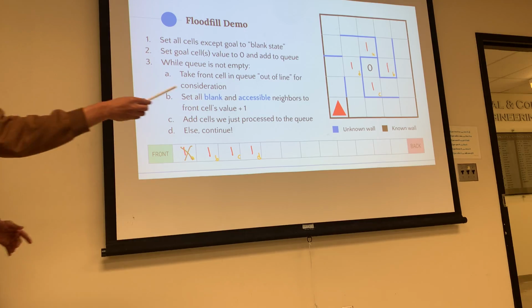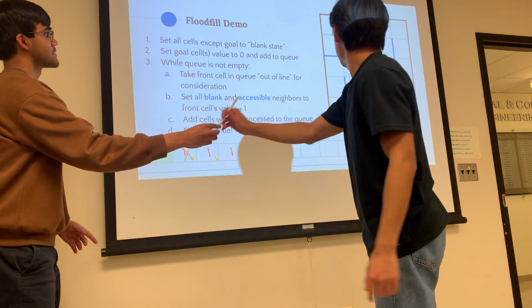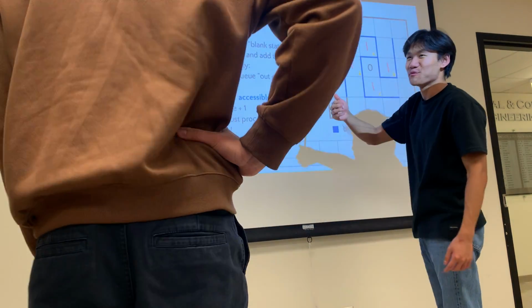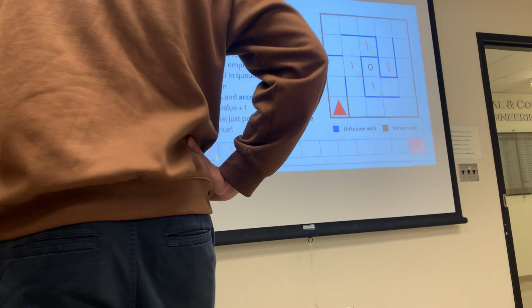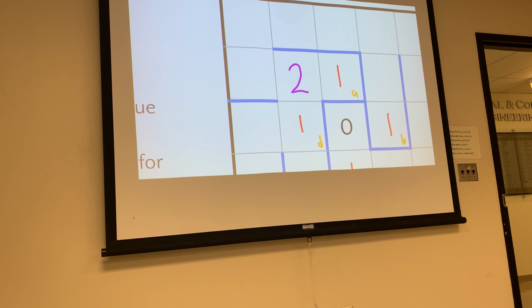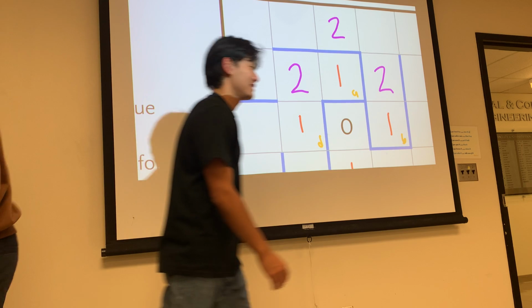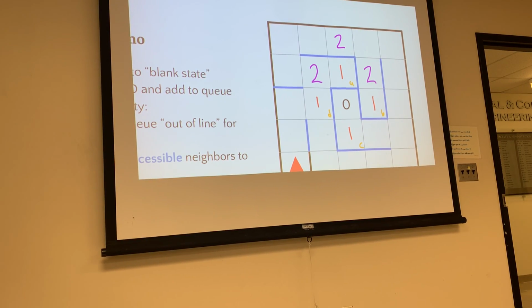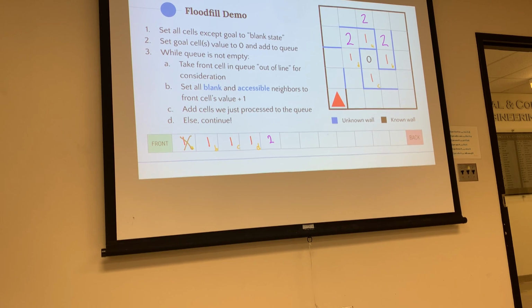Perfect. Okay, so fill in the cells. Wait, for 1A? Yes, for 1A. Perfect. Exactly. There you go. So does everyone understand how this worked out? All right, perfect. So now we just add 2, 2, 2, and we do the same process for 1B, 1C, and 1D.